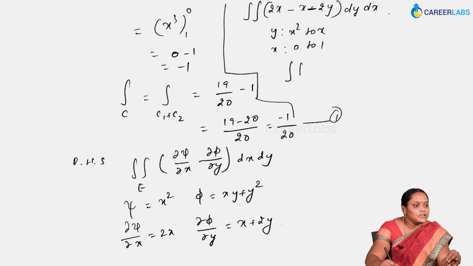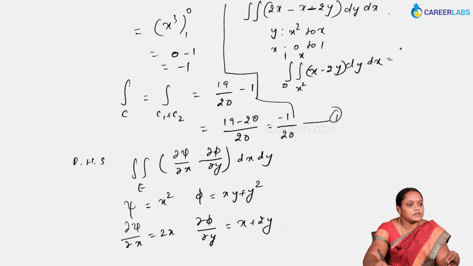Therefore, this is double integral 2x minus x plus 2y, that is x minus 2y, and here it is dy into dx. Limit for x is from 0 to 1, y is from x square to x. So, this is equivalent to integral 0 to 1. When you integrate this with respect to y, you will get xy minus 2y square by 2 into dx over the limit x square to x.